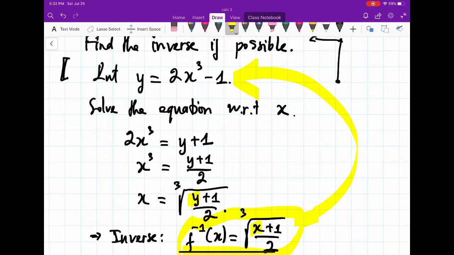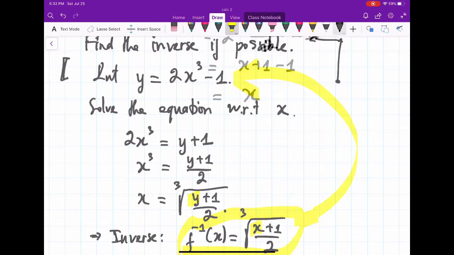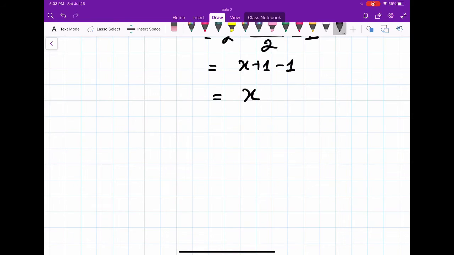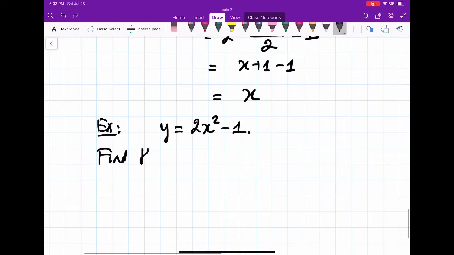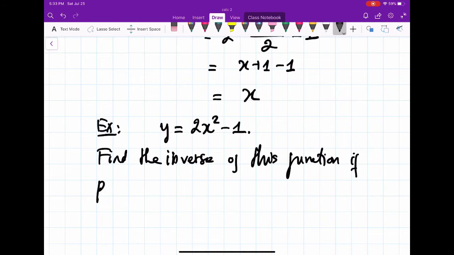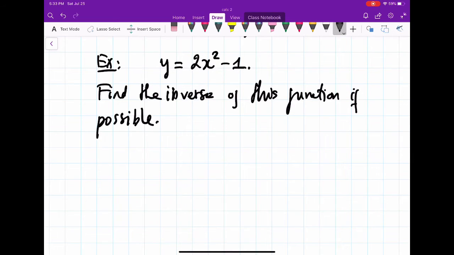All right, let's change the function a little bit. Now I don't want the cube root, I want the square root. Let's find the inverse of this function, if possible. Look at this. If we follow the same logic as in the previous example, I need to solve for x.